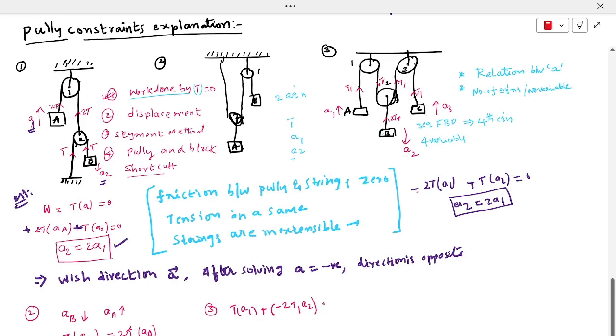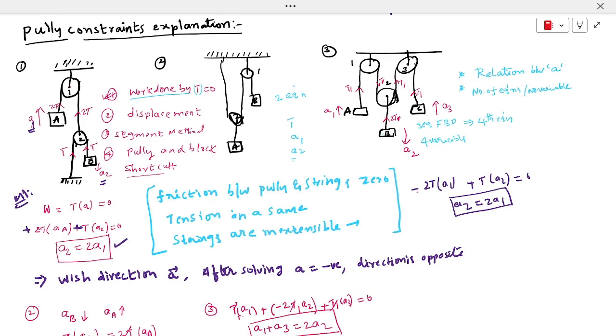We know work done is a scalar quantity, F s cos theta. 180 degrees means minus. That is already plus T1 into A3, equal to 0. So all the T1s get cancelled. Therefore, A1 plus A3 is equal to 2A2. This is the final equation, the constraint equation, which gives the acceleration relations.